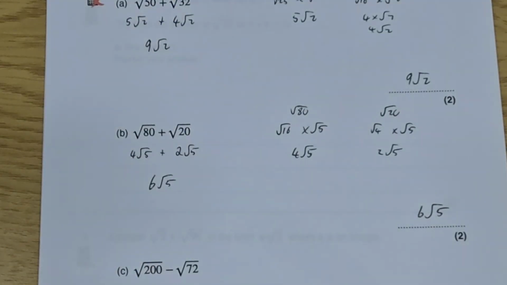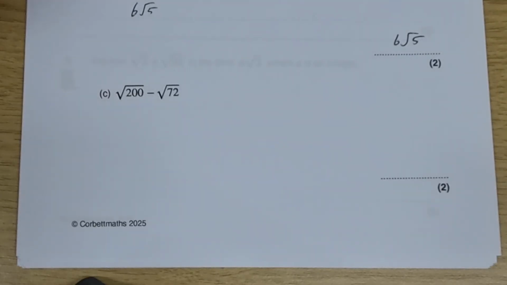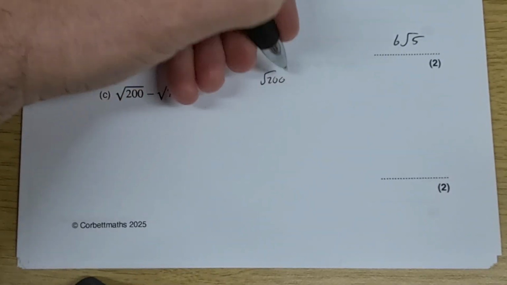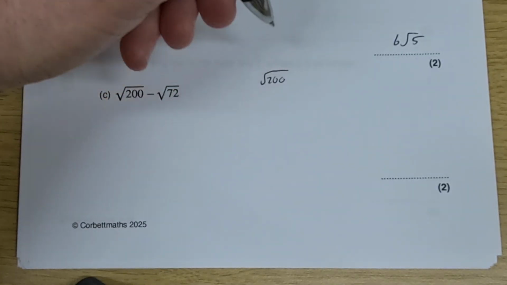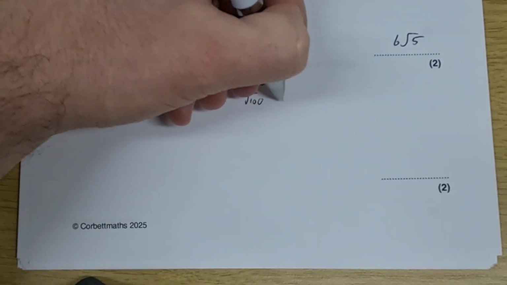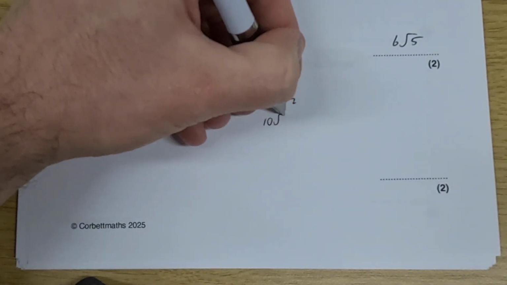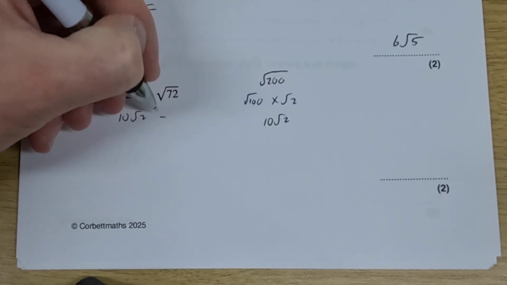And that's it. Okay, and let's look at our last part, part C. So part C, it's a subtraction rather than an addition, but we'll do it in the same approach. Root 200, if we simplify it, the biggest square number that's a factor of 200 would be 100. So we've got root 100 multiplied by root 2. The square root of 100 is 10, so we've got 10 root 2. So root 200 would be 10 lots of root 2. And then we've got subtract.